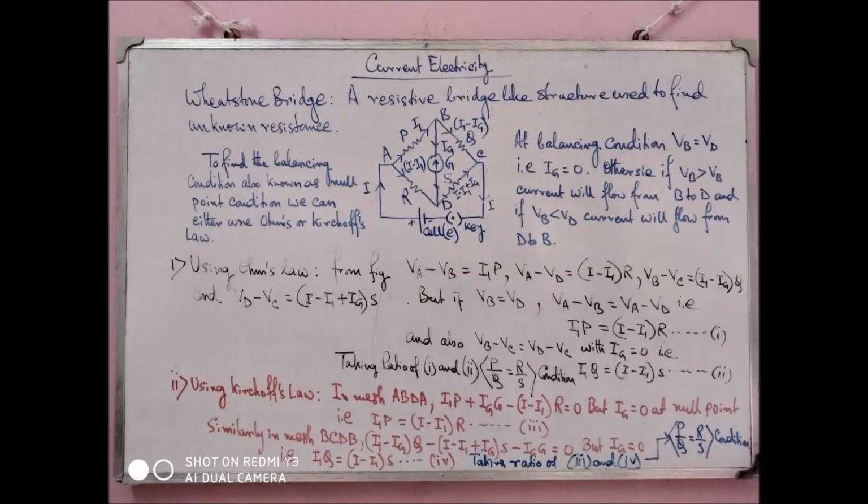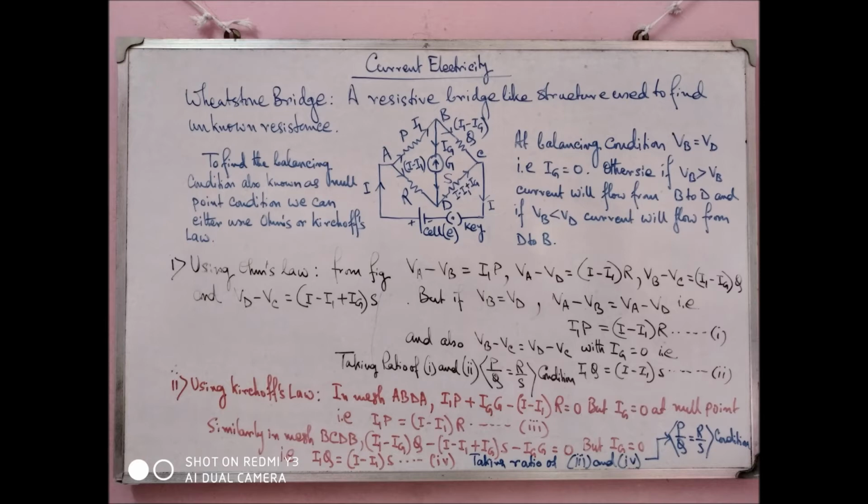Today we will discuss the application part of current electricity, that is Wheatstone bridge and its application. Why am I telling the application part? Because in current electricity we have to measure, number 1, the value of unknown resistance, number 2, the EMF of any cell, then the internal resistance of any cell, also current as well as potential difference.